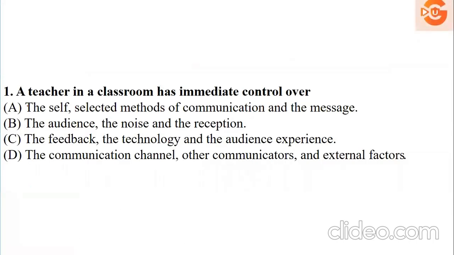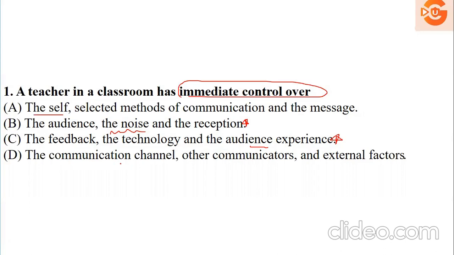The first question tells you about: a teacher in a classroom has immediate control over what? किस चीज पे टीचर का immediate control होता है from the given list? So the first is the self, यानी टीचर का खुद पे, selected methods of communication and the message. Second, the audience, the noise and the reception. Noise पे टीचर का कंट्रोल नहीं हो सकता है because that is not a controllable factor. So this is doubtful. The feedback, the technology and the audience experiences. Definitely this again can't be, it is not completely under control.